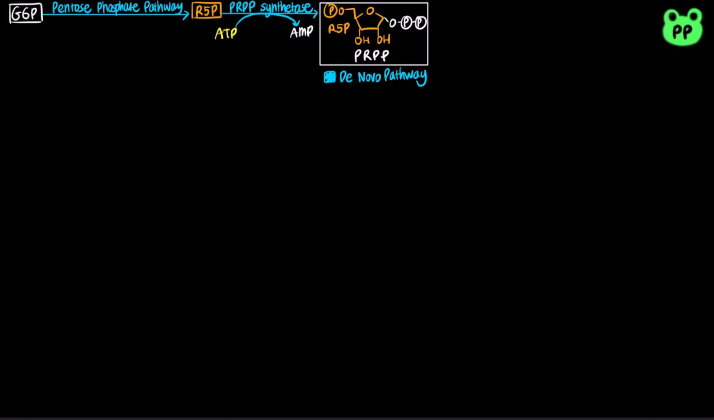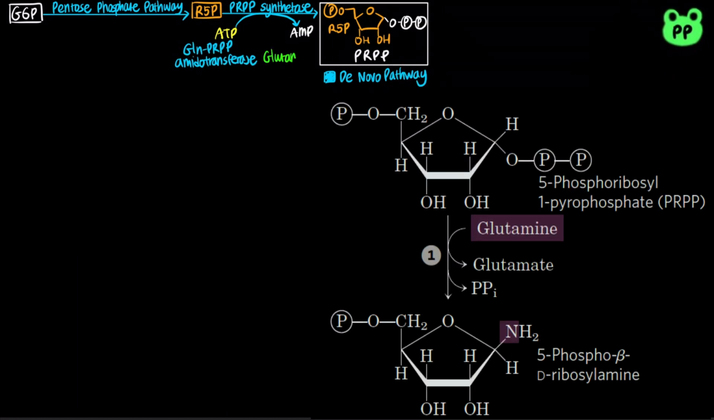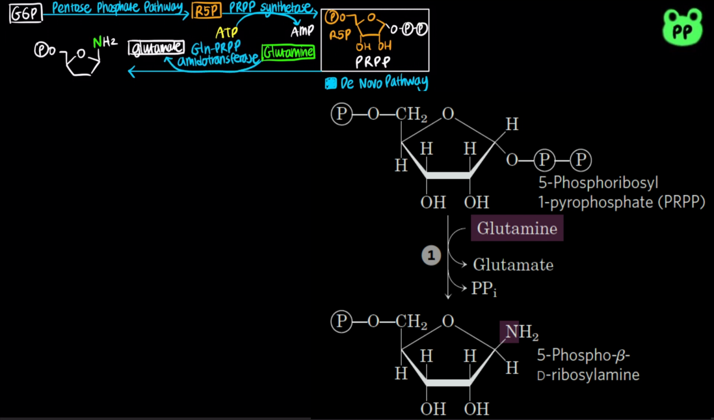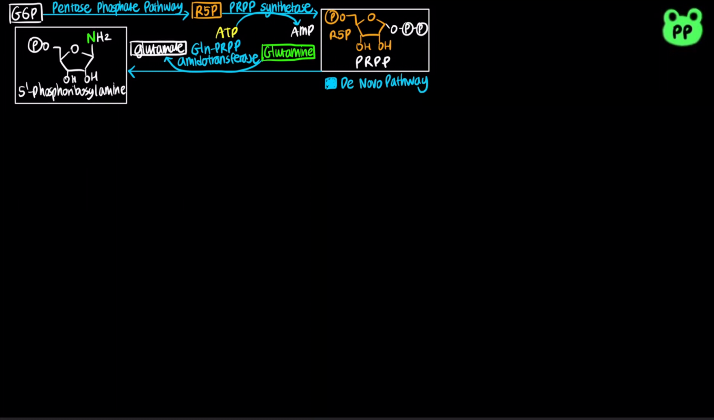biosynthesis. In the first committed step of de novo purine nucleotide biosynthesis, an amino group donated by glutamine is attached to carbon 1 of PRPP by the enzyme glutamine PRPP aminotransferase to produce 5-phosphoribosylamine, and the purine ring is subsequently built up on this structure through a series of 10 steps. The first intermediate with a complete purine ring is inosinate or IMP.